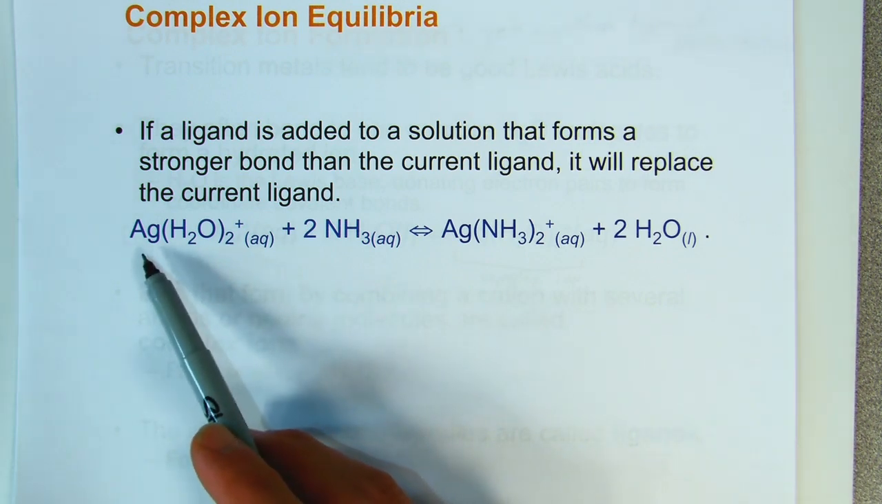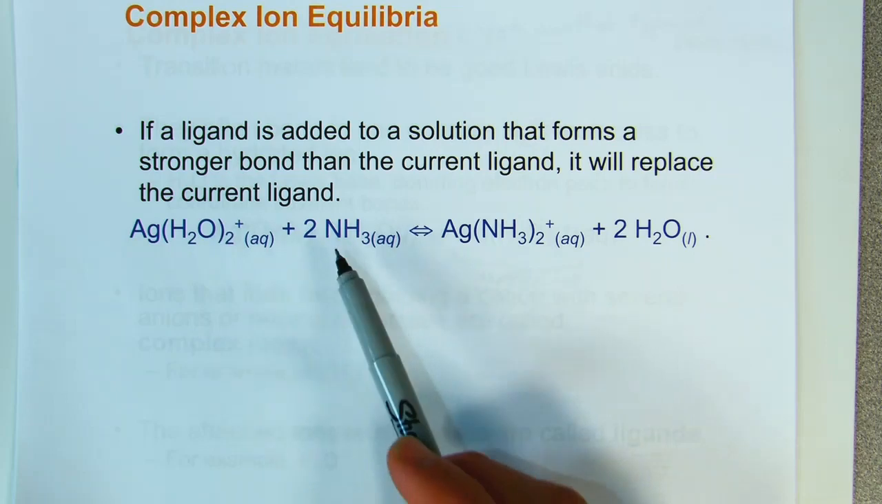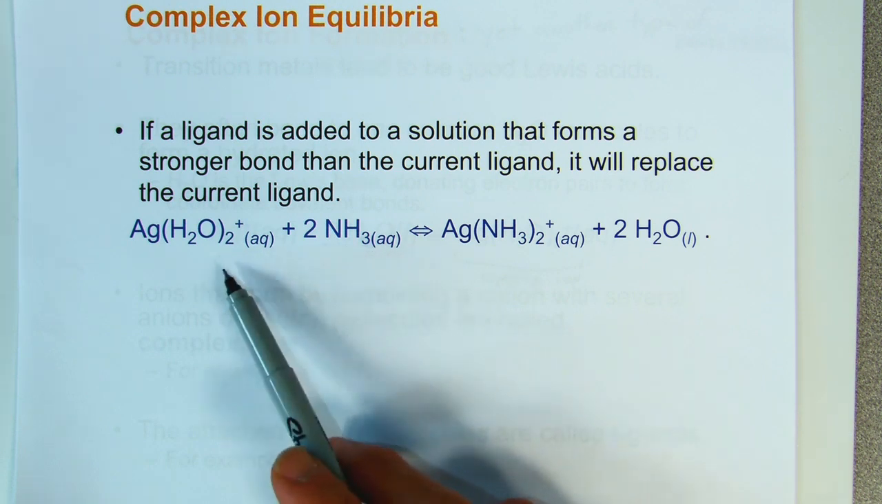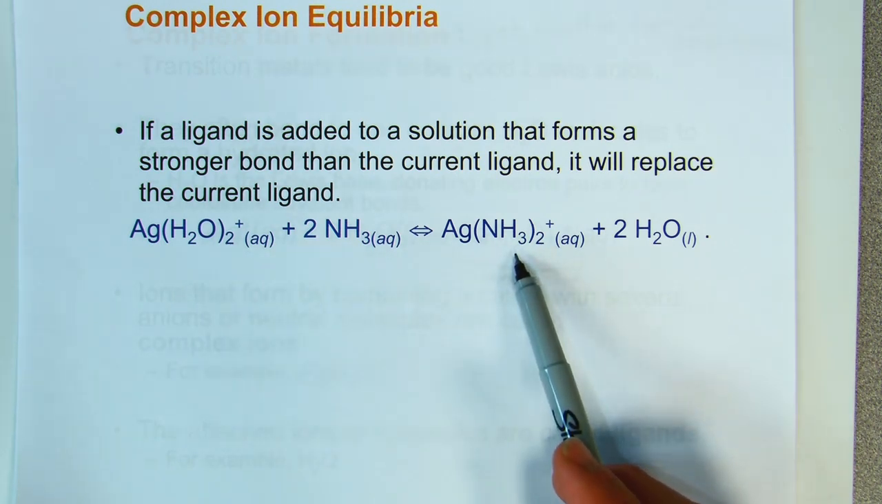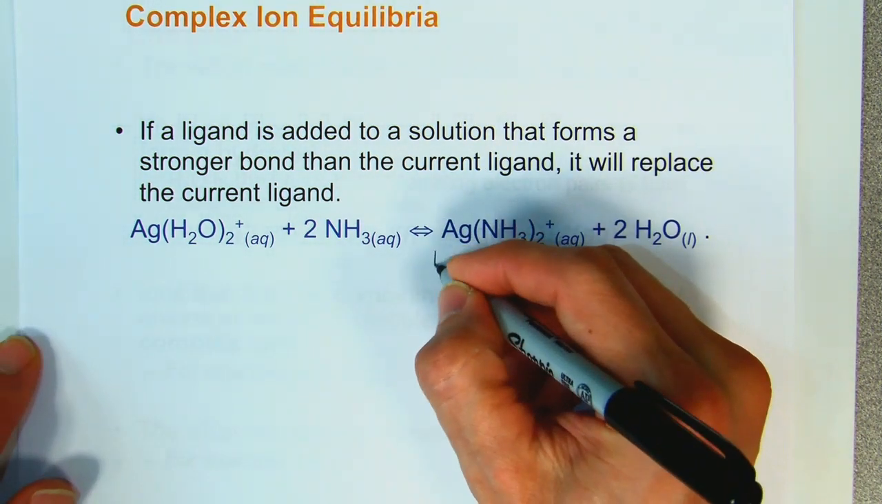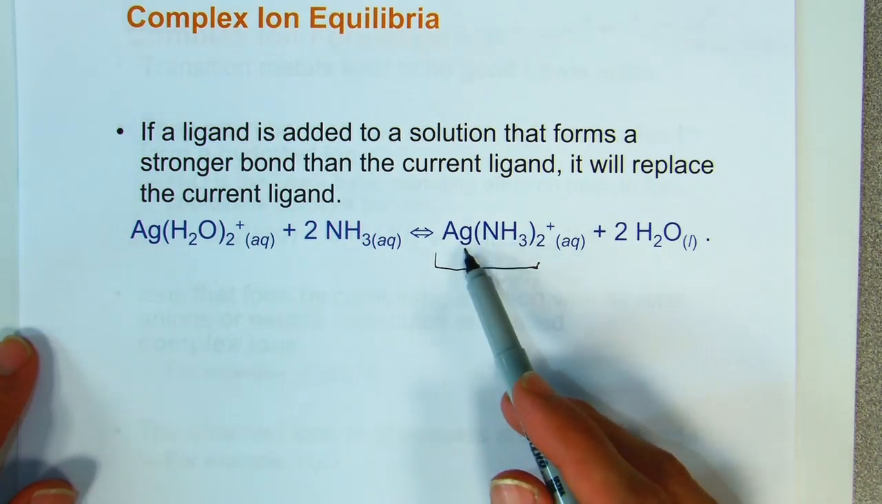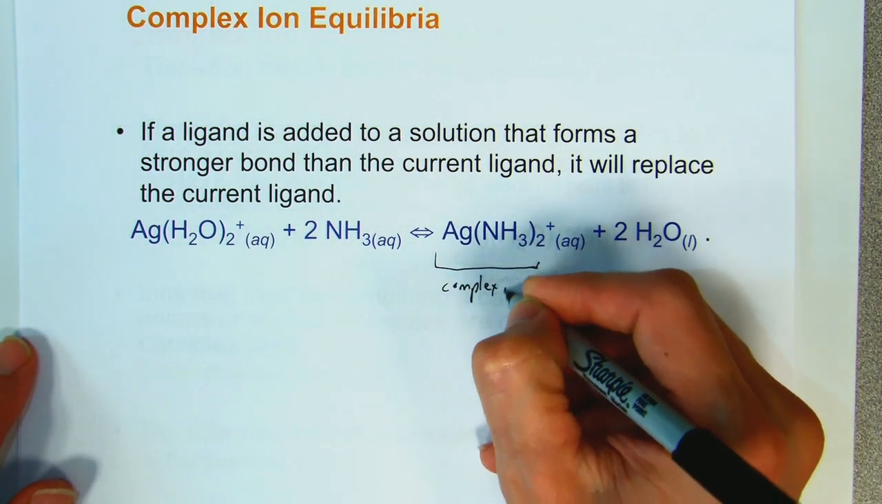An example of that can be found here. If we take that silver complex ion, where water is our ligand, and we add some ammonia. Ammonia tends to actually be a pretty good ligand for this type of chemistry. So the ammonia will actually displace the water and replace it. We'll form this complex ion, and we'll regenerate our 2 copies of water. This is still a complex ion. It's an ion in solution, in which a neutral ligand is attached to the silver. It's just a different complex ion.